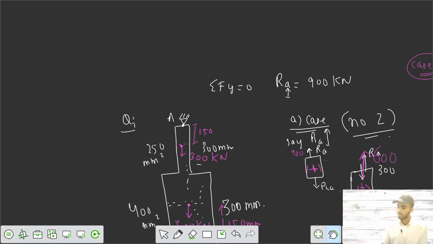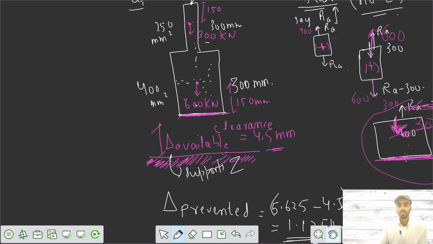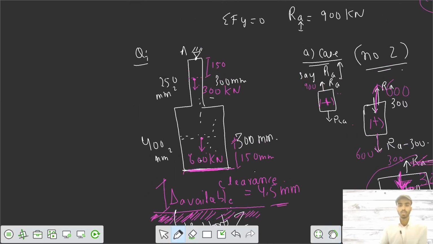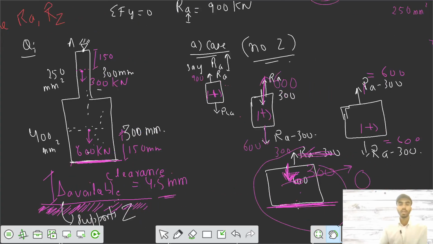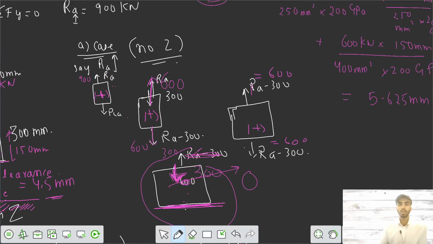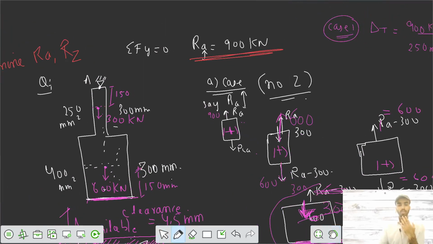what is the safe load? Determine the reactions at A and Z. The question was: determine the reactions at RA and R at Z, reaction A and reaction Z. We know initially reaction A, in the first case, came out to be 900 kilonewton. And in the first case, your reaction Z was 0.